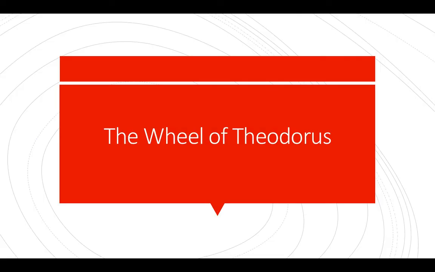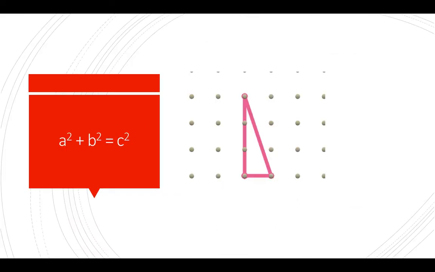The lesson for geometry and spatial sense is called the Wheel of Theodorus, and if you haven't heard of this term before, then you're in for a real treat. But first we're going to begin by looking at this equation right here, which many of you will recognize as the formula for the Pythagorean relationship.